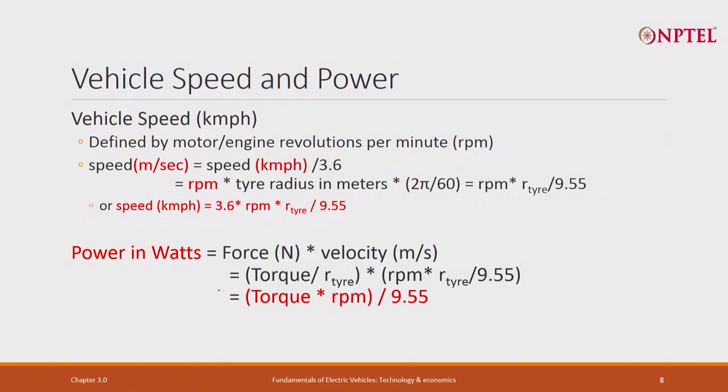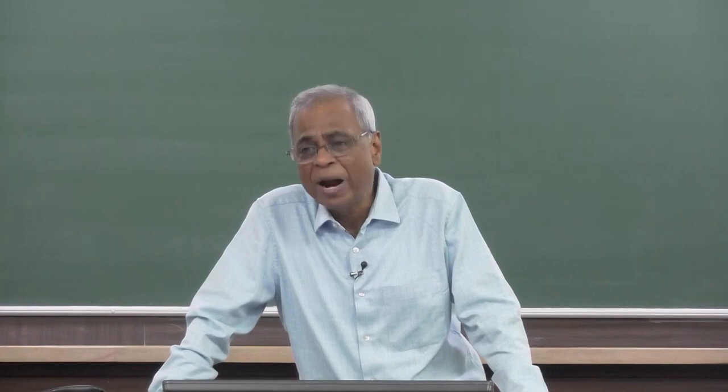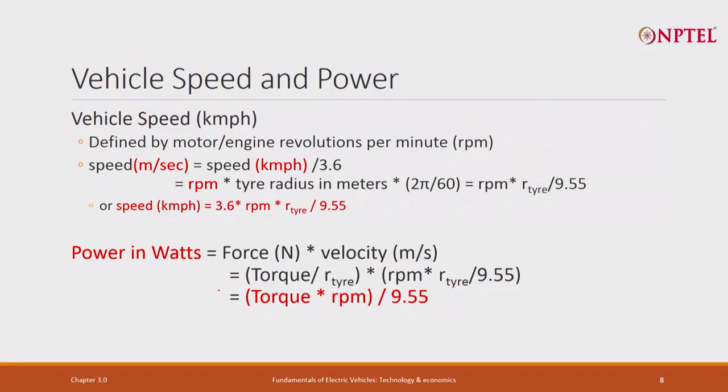And as I pointed out, the unit that is used for power is watts. Watts is 1 Newton multiplied by 1 meter per second, force multiplied by velocity. Since force is torque divided by R tire and velocity is RPM into R tire by 9.55, the R tire cancels, and power in watts is torque into RPM divided by 9.55. So you just take torque in Newton meter and RPM, you do not even have to worry about kilometer per hour, just multiply them and divide by approximately 10, 9.55, and you get power in watts. Okay. And power in kilowatts will be 1000th of the power in watts. Those unit conversions you will have to do very often.